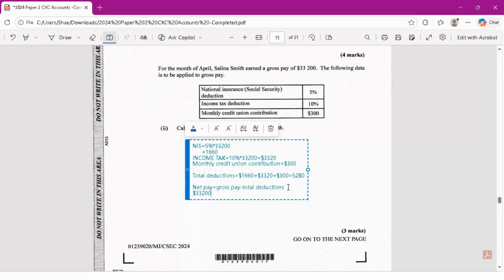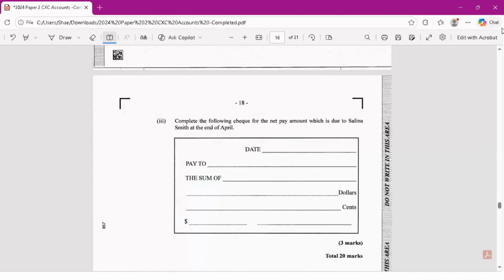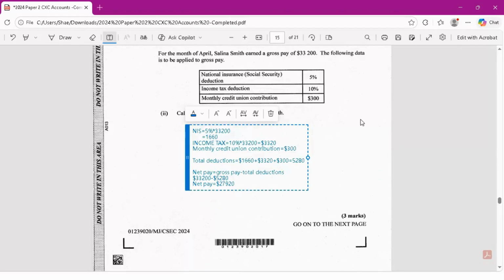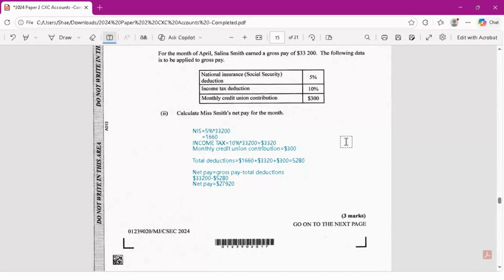So our net pay therefore is 33,200 minus 5,280, which is therefore equal to 27,920. So her gross pay is 33,200. Her net pay is 27,920. Alright, so let me just go back up to show you. And you could have laid this out in a table format, but you don't have to.